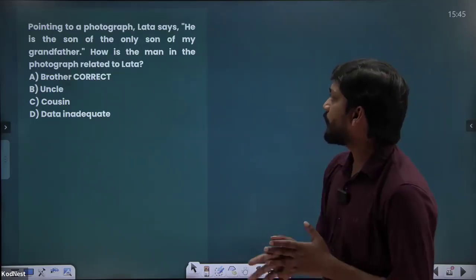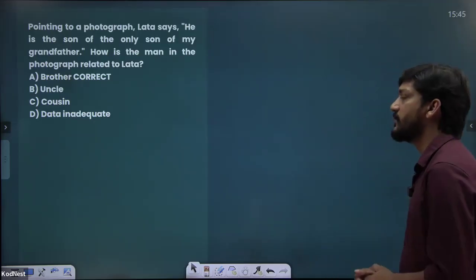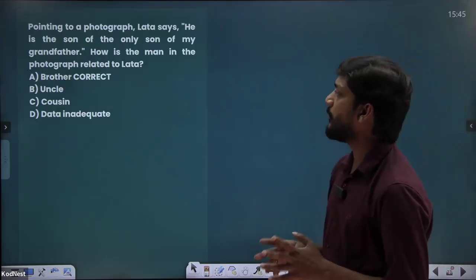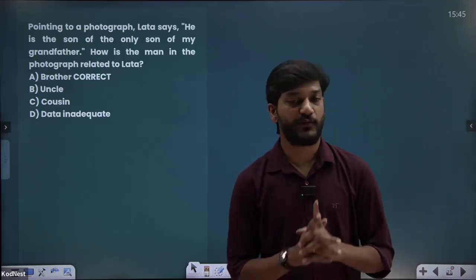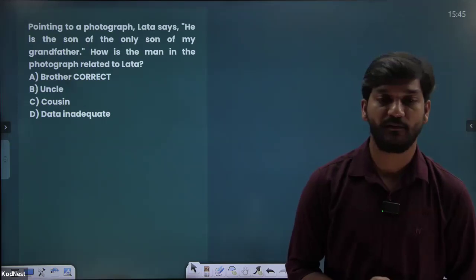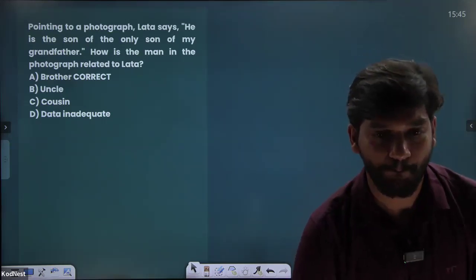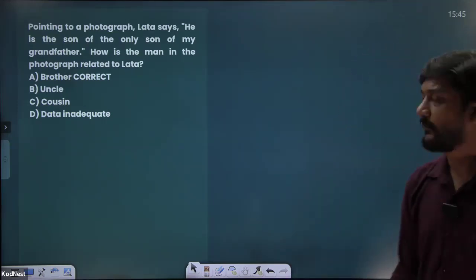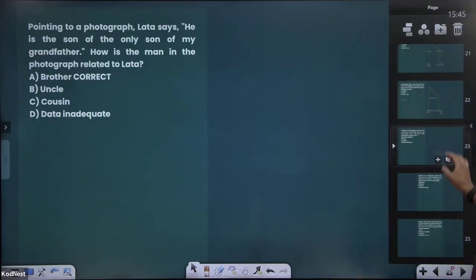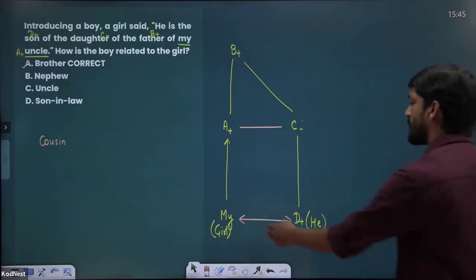Okay, pointing to a photograph, Lata says, he is the son of the only son of my grandfather. So first we have to draw my grandfather. Why nephew? We have to talk about these two persons.